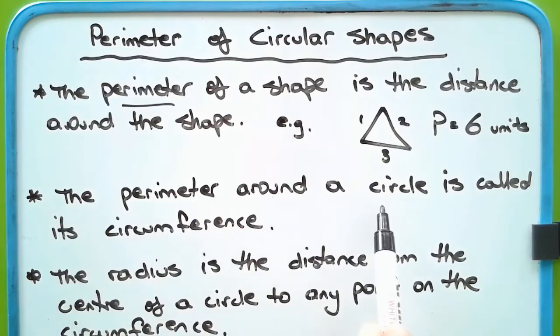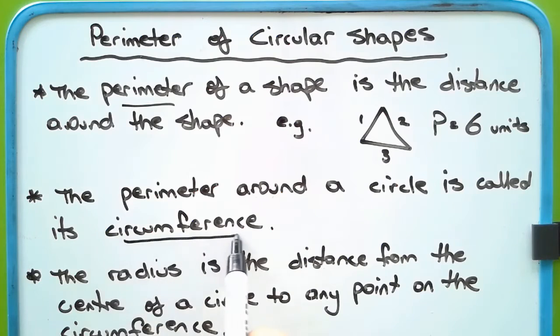The perimeter around a circle is called its circumference. Okay, so please underline these words. Very important when we talk about circumference. It's just perimeter, but it applies to a circle.